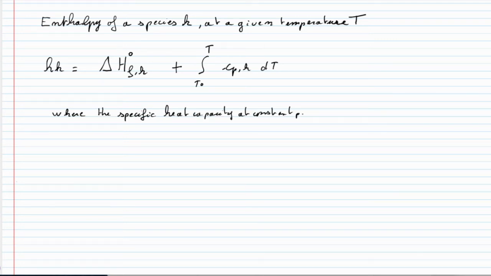By knowing the standard enthalpy of formation of a species K, we can deduce the enthalpy of this species at a given temperature T. Indeed, the specific enthalpy of a species K is the sum of the enthalpy of formation of that species plus the integral from T equal to T0, the standard state temperature, to T of Cp K dT, where Cp K is the specific heat capacity of the species K. It is defined as the derivative of the enthalpy by the temperature at a constant pressure.